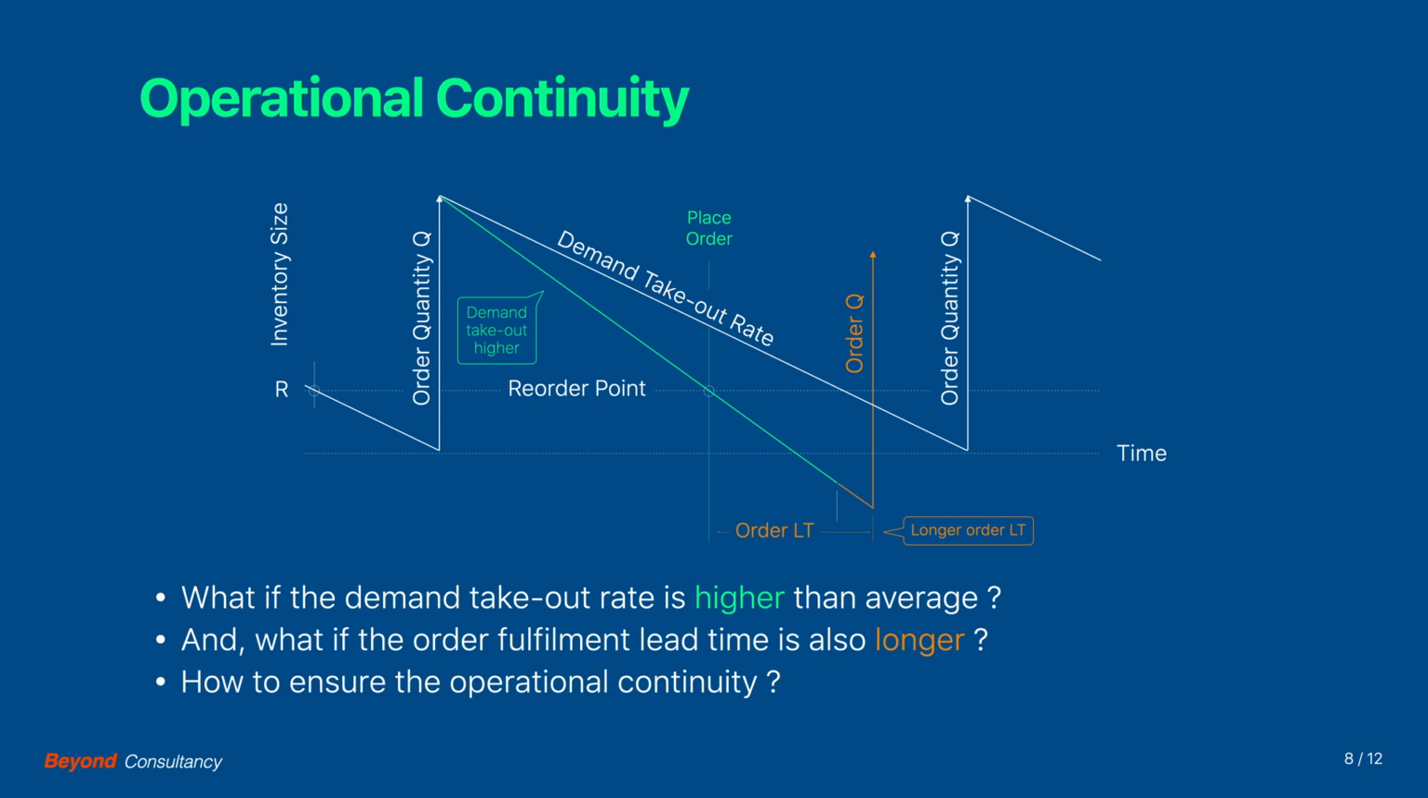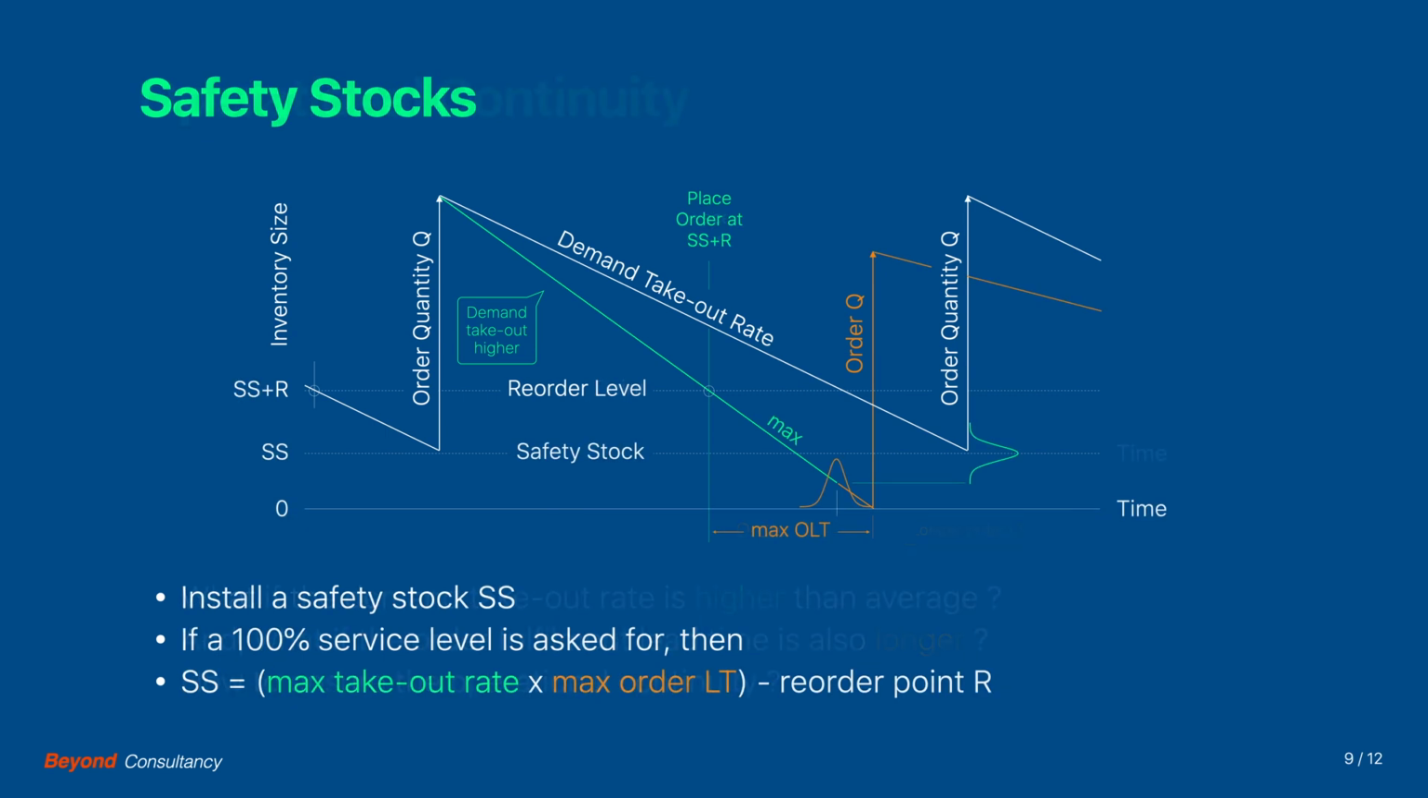Inversely, what happens if the takeout rate is higher than average? What if, at the same time, the order fulfillment lead time is also longer? How will we ensure the operational continuity? This is done by installing a safety stock.